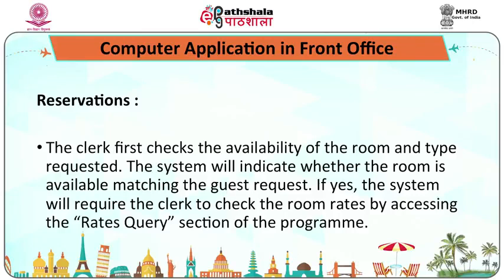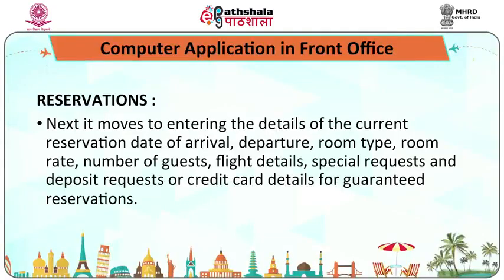If yes, the system will require the clerk to check the room rates by accessing the rates query section of the program. Next, the clerk enters the details of the guest in a profile: full name, address, contact details, etc. Next, it moves to entering the details of the current reservation: date of arrival, departure, room type, room rate, number of guests, flight details, special requests and deposit requests or credit card details for guaranteed reservations.